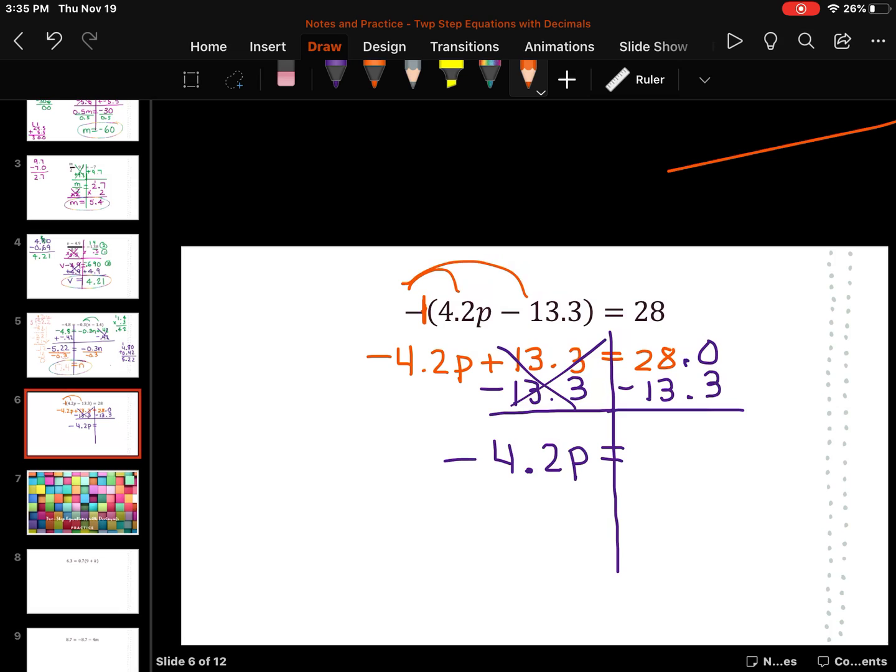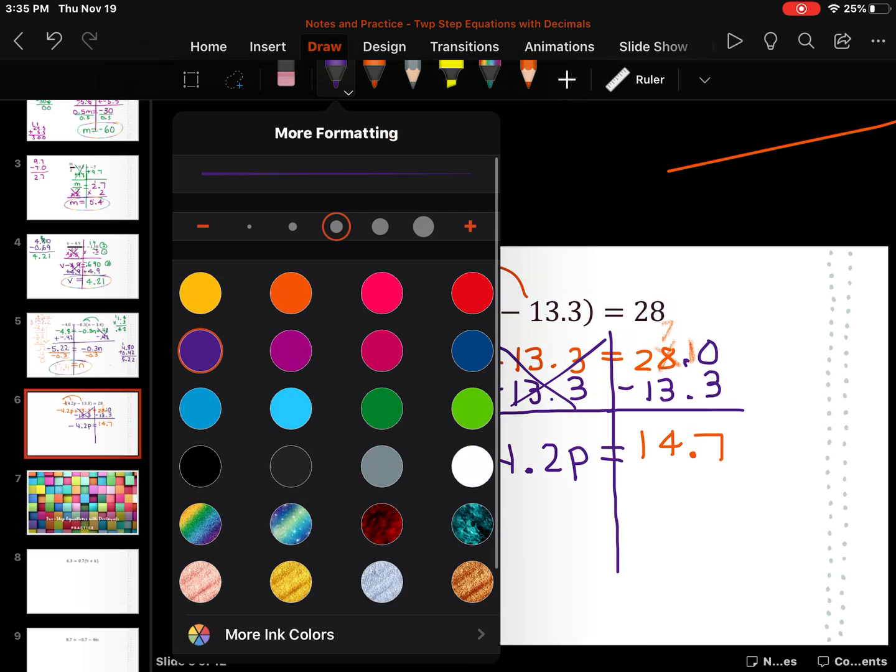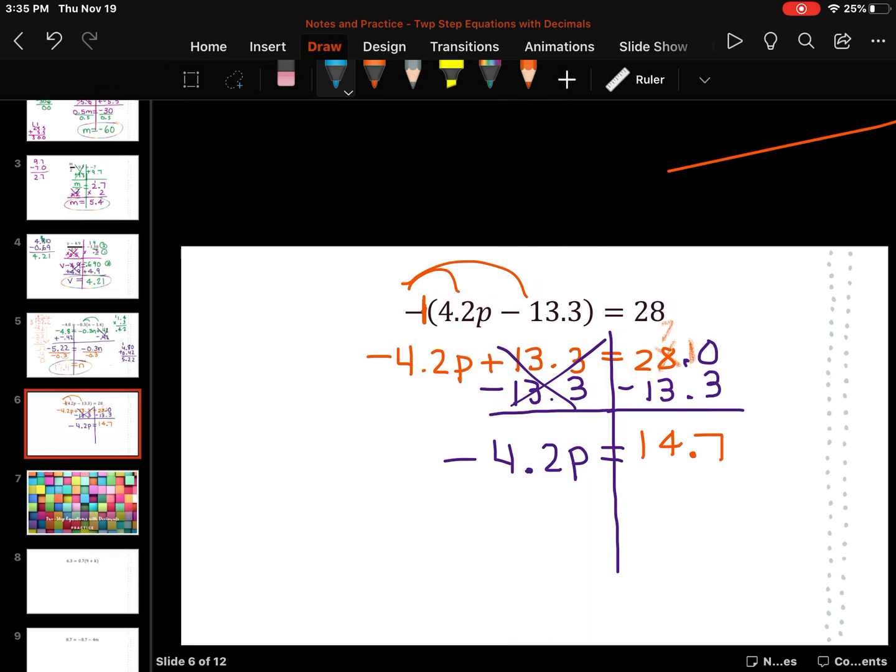Can't do 0 minus 3. I'm going to have to borrow from the 8. Make it a 7 so that that becomes a 10. 10 minus 3 is 7. 7 minus 3 is 4. 2 minus 1 is 1. Drop your decimal straight down. And we get 14.7.